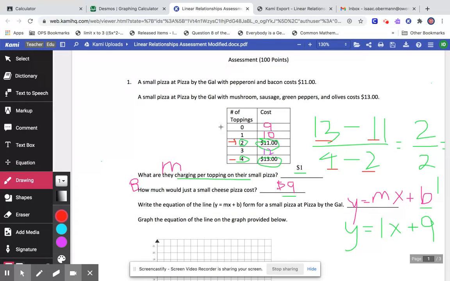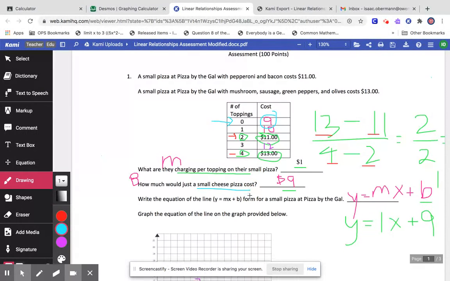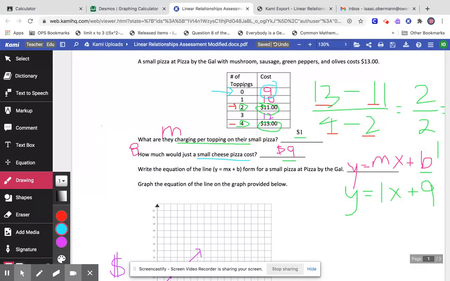So when I work backwards to get to right here, the 0 topping pizza, I can find out that I got $9. And that is my b, or my y-intercept. That's how much a small cheese pizza cost, $9. Okay, so I filled in my table. I got all these filled in.